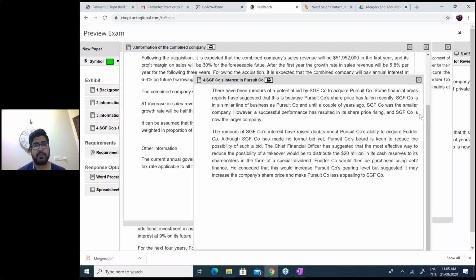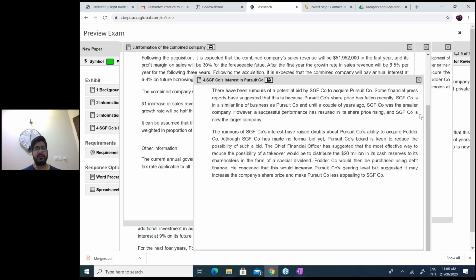There have been rumors of a potential bid by SGF company to acquire Pursuit company. Some financial press reports have suggested this is because Pursuit's share price has fallen recently. SGF is in a similar line of business as Pursuit, and until a couple of years ago, SGF was the smaller company. However, a successful performance has resulted in its share price rising, and SGF is now the larger company. In all the exhibits, Pursuit was acquiring Fodder. But here in the last exhibit, it states that there are rumors that SGF is willing to acquire Pursuit.